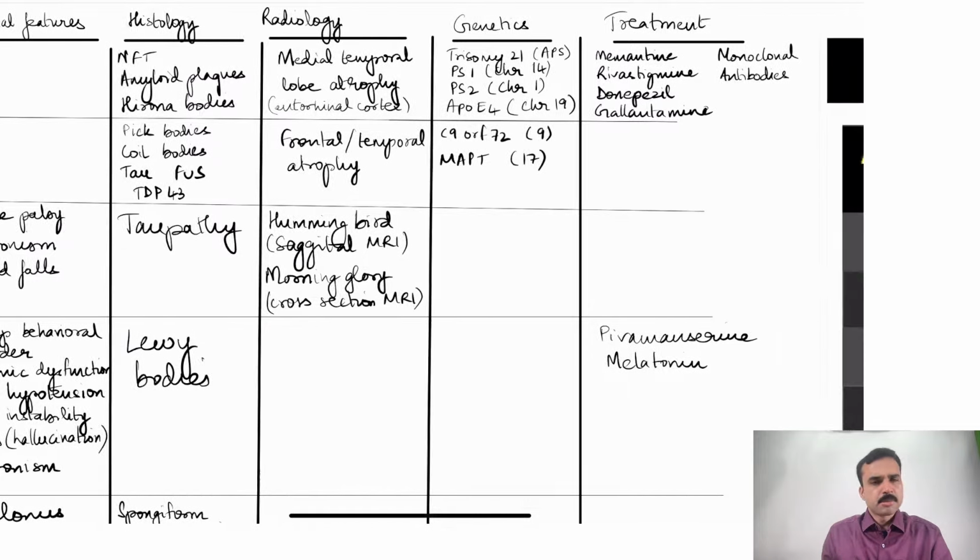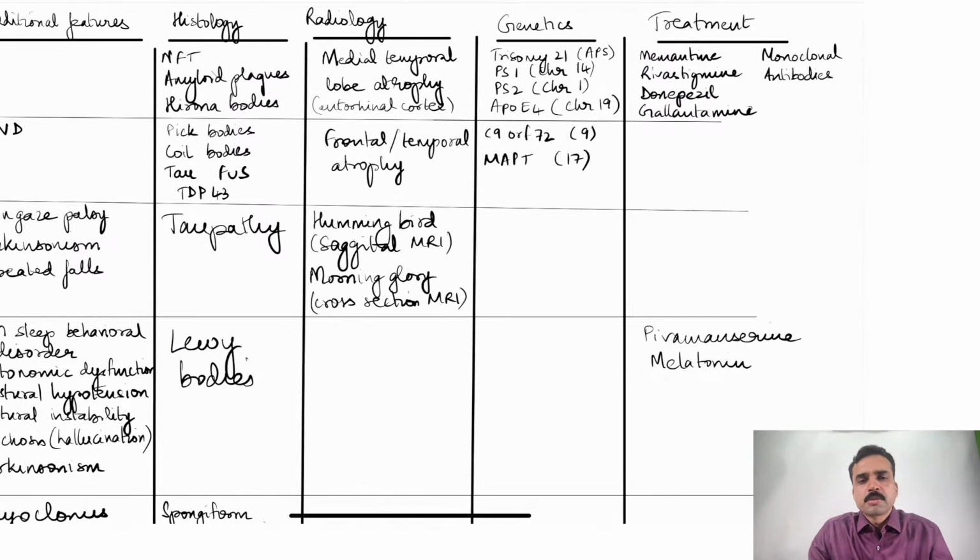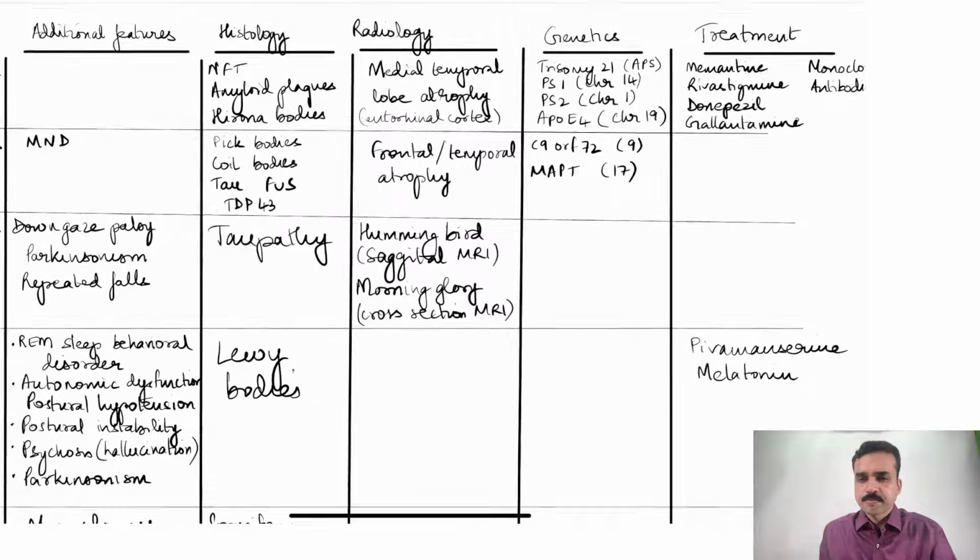Treatment: memantine, rivastigmine, donepezil, galantamine. But remember the monoclonal antibodies which are used in Alzheimer's disease. Can anybody name the monoclonal antibodies approved for treatment of Alzheimer's disease?